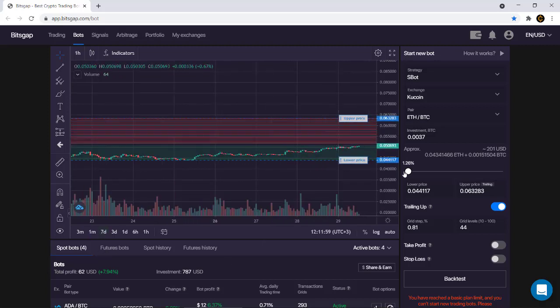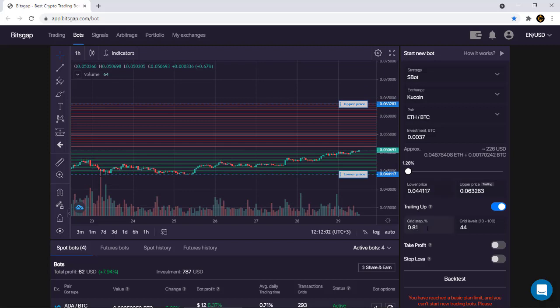Right, so now I need to set the grid step. That's the percentage of the value of Ethereum in between each grid. The default value given to me here is 0.81%. I actually want a lower value. From testing that I've done, I've seen that I make bigger gains if it's a smaller value. That way the grids are tighter together.